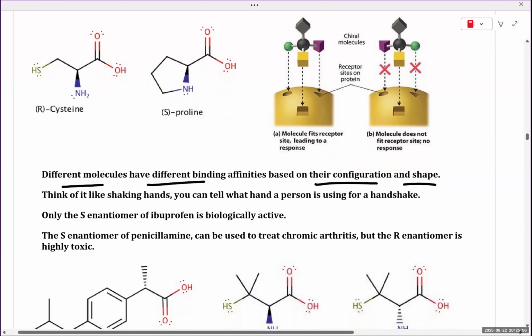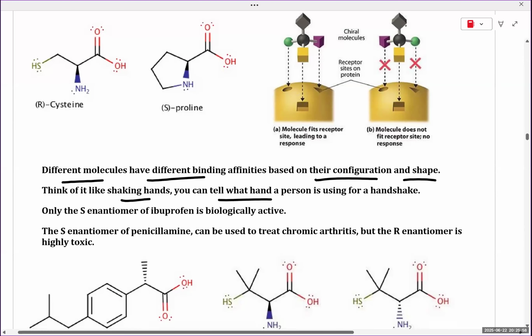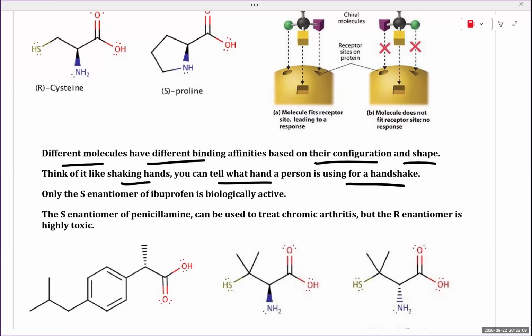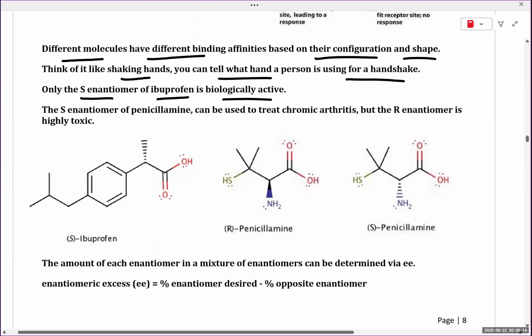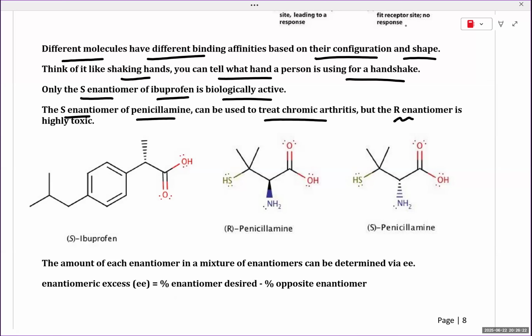You can think of it almost like shaking hands, where you can tell what hand a person is using for a handshake. Now, to showcase this in terms of some compounds that we've seen in our day-to-day lives, only the S enantiomer of ibuprofen is biologically active. In another example, the S enantiomer of penicillamine can be used to treat chronic arthritis. The R enantiomer is highly toxic. So in some cases, we don't just want the desired enantiomer, we also want to avoid the undesired enantiomer.